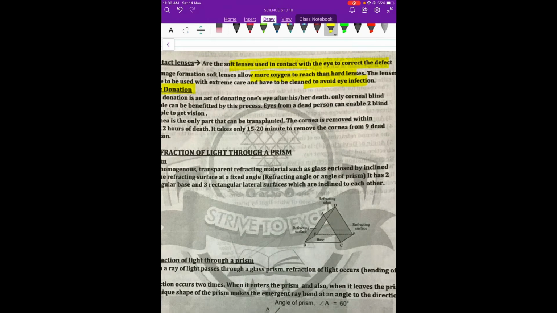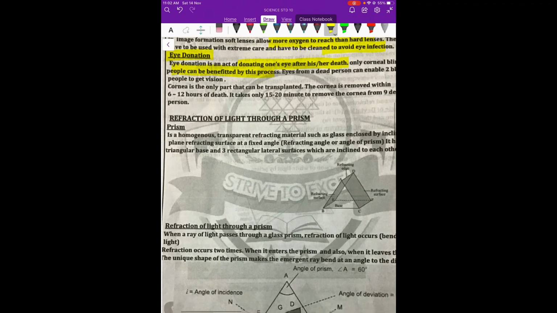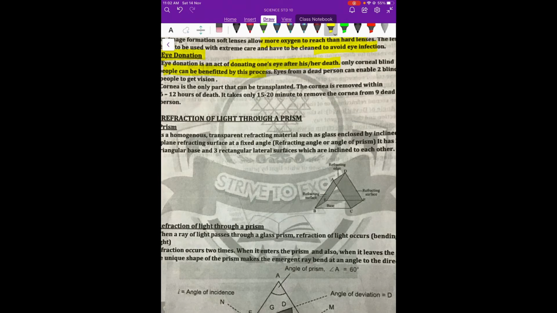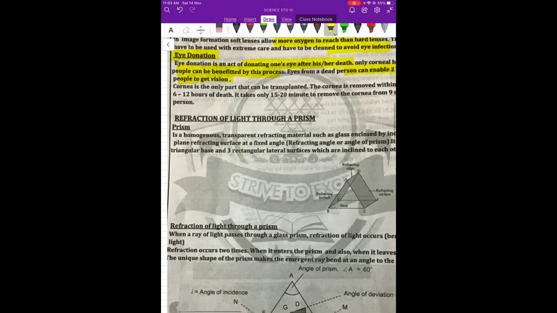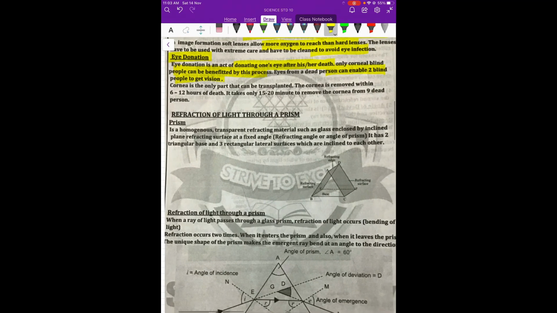You donate your eyes after death. Only the corneal blind people can be benefited in this process. The eyes from one dead person are not given to one single person, but they are given to 2 blind people. Blind people are unlucky, they cannot see things, so we should be very sympathetic to them. If a person donates his 2 eyes to 2 different people, at least 2 people can have eyesight.